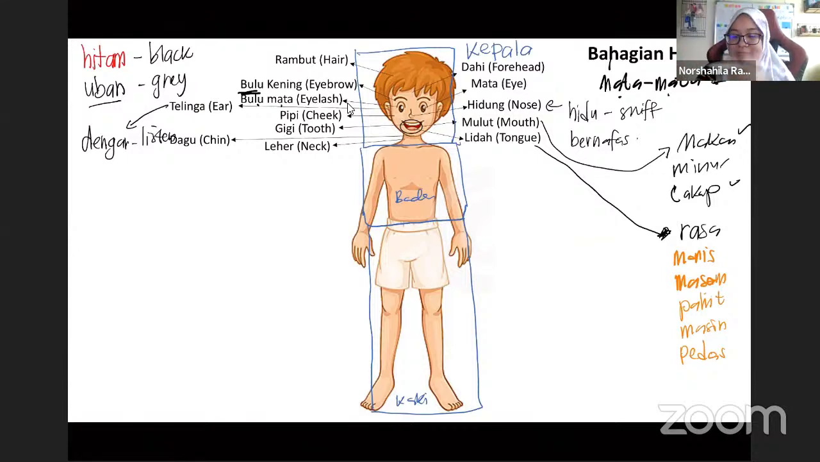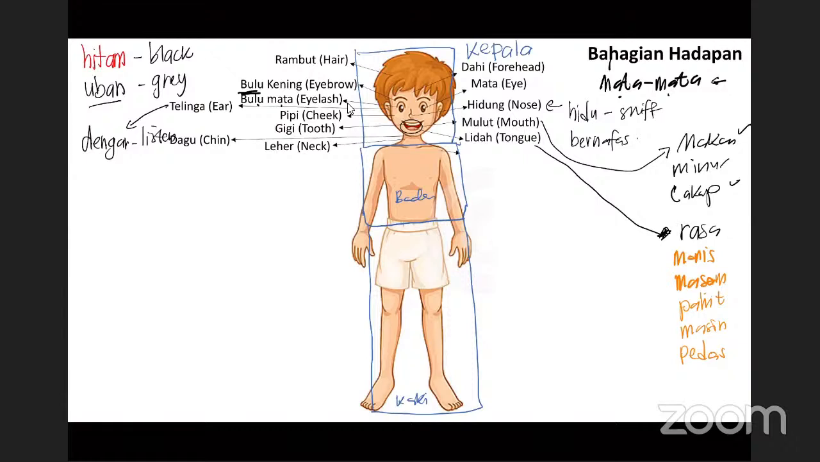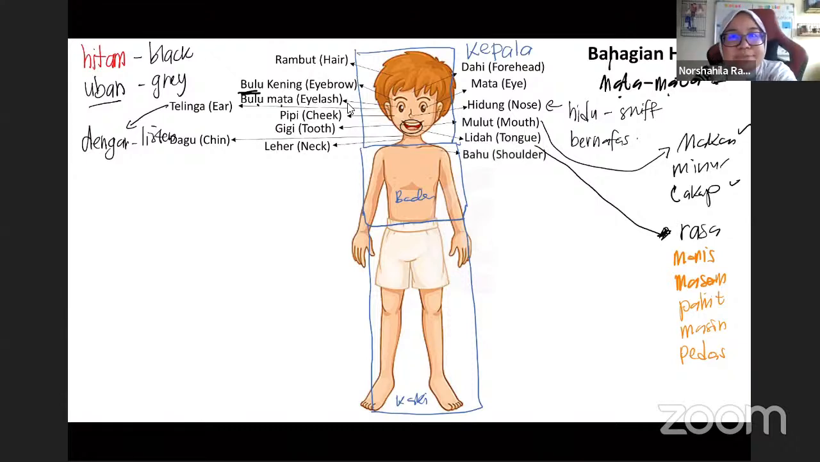In the badan area, I don't cover too much, only the decent parts. Okay, we have this one, the shoulder. What do we call shoulder in bahasa Melayu? I think this word is the same in Tamil, but I'm not sure about Urdu. Bahu. Yes, we call it bahu.